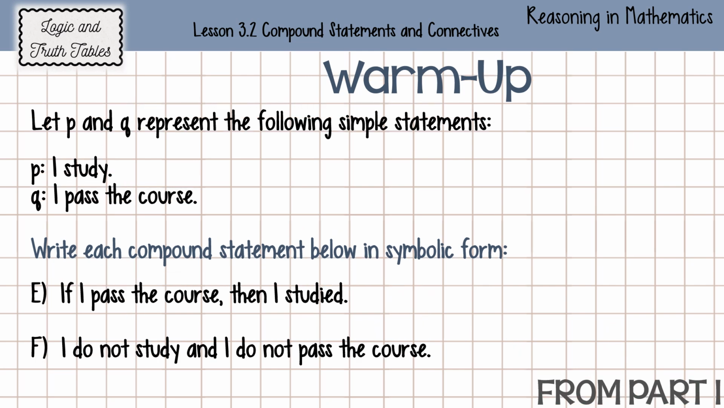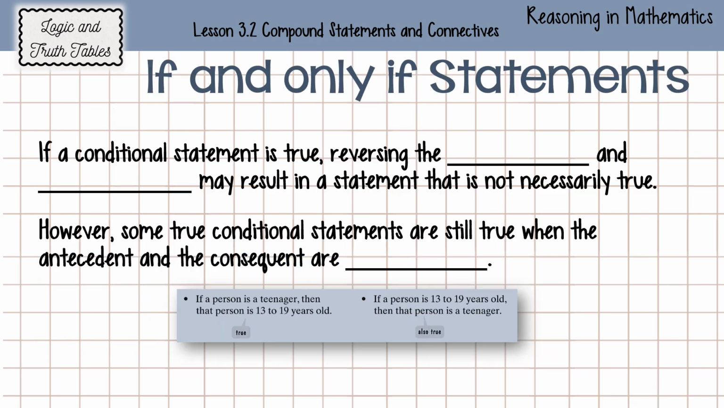Continuing on with the warm-up, same simple statements. I study and I pass the course. So if I pass the course, which is Q, then I studied, P. And it's an implication. Q implies P. Let's see about F. I do not study, so that is negating P, and there's a mathematical symbol for and. I do not pass the course, so we're negating Q. So it's not P and not Q.